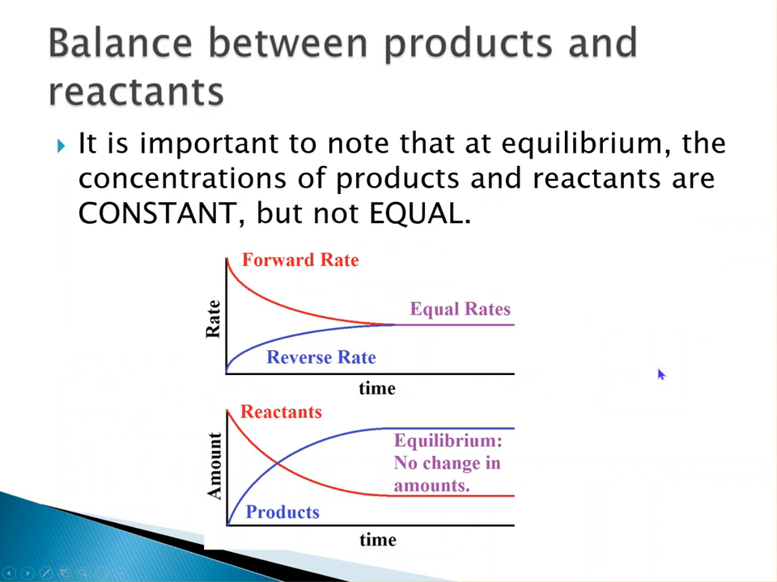Now, at equilibrium, it's important that we separate the words constant and equal because a lot of kids assume they're the same thing. So let's just go ahead and define these terms so you can see that they're not. Constant just means not changing. Equal means two things have the same value. So two things can be constant, but not necessarily equal to one another. And we can see that by looking at these two graphs.